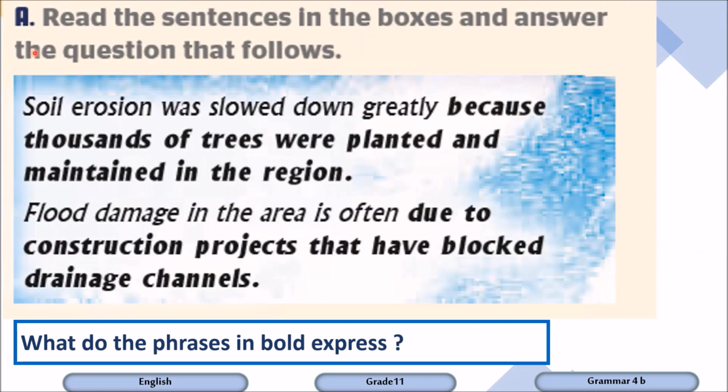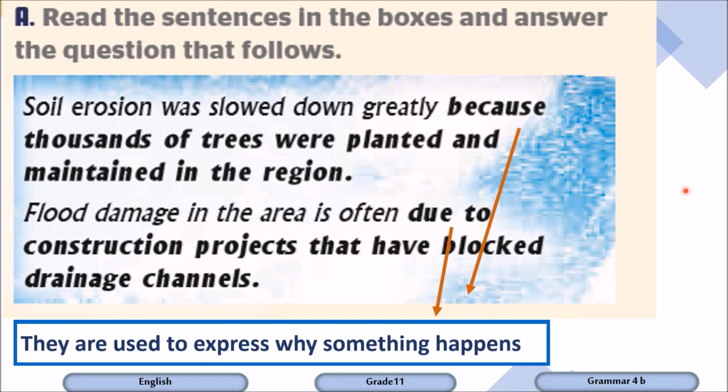Now we can check our answers through the activity A on your student book. Read the sentences in the boxes and answer the question that follows. Soil erosion was slowed down greatly because thousands of trees were planted and maintained in the region. Flood damage in the area is often due to the construction projects that have blocked drainage channels. So what do the phrases in bold express? And as we previously mentioned, they are used to express why something happens.